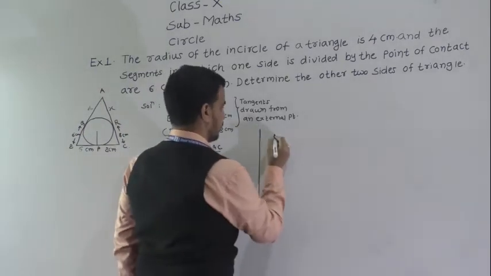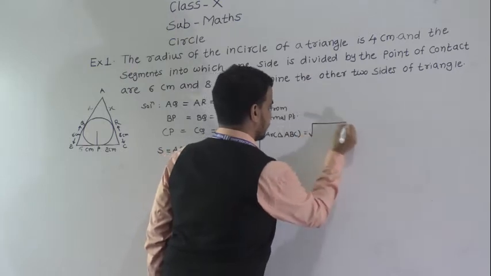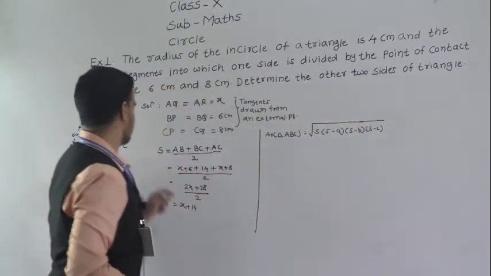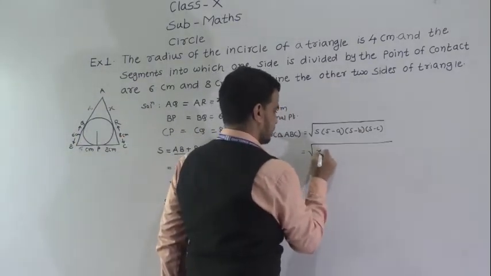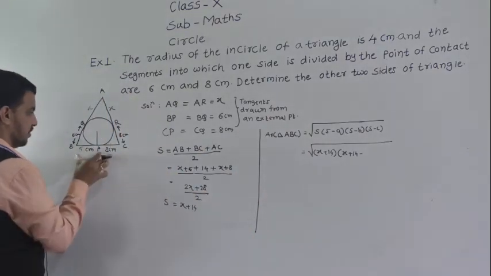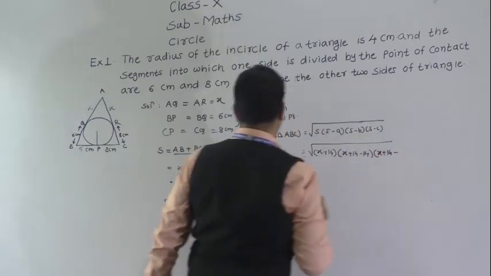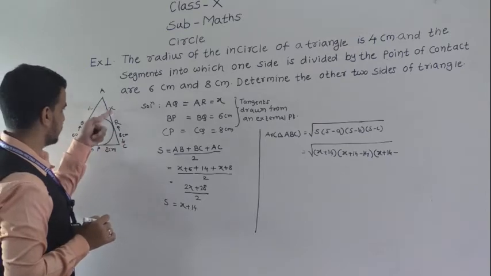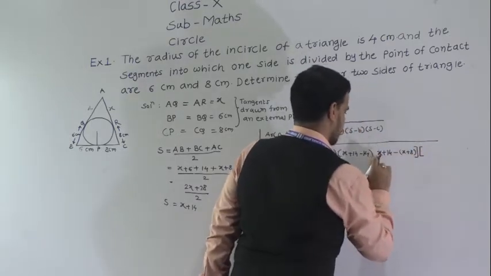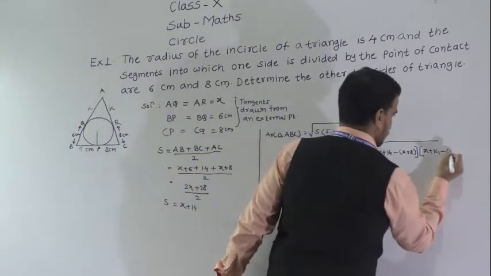Now we have to find the area of triangle ABC by using Heron's formula, that is the square root of S into (S minus a) into (S minus b) into (S minus c). We can consider any side. Here S is x plus 14. S minus a: if BC is a, then x plus 14 minus 14. S minus b: x plus 14 minus (x plus 8), if this side is b. S minus c: x plus 14 minus (x plus 6), if this side is c.